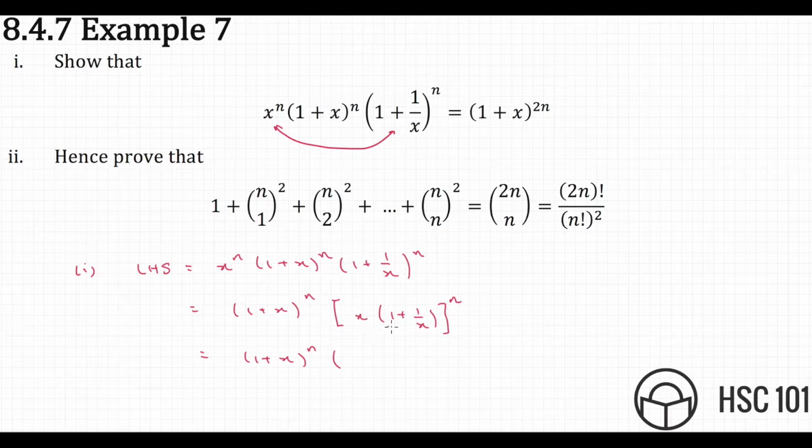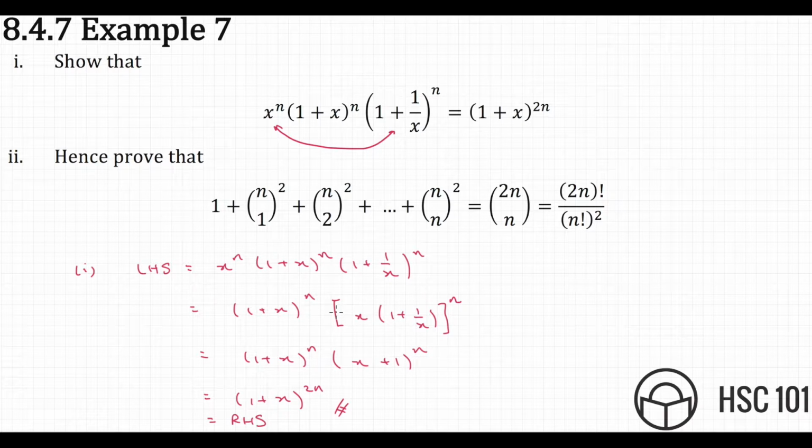up, you can see that x times 1 is x, times 1 on x is 1. So I've got x plus 1 raised to the power of n. 1 plus x to the power of n, x plus 1 to the power of n is therefore the same as 1 plus x to the power of 2n, which is equal to the right-hand side, okay?